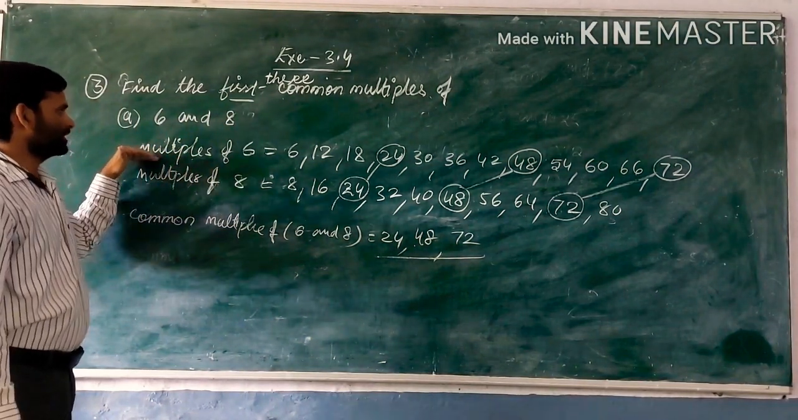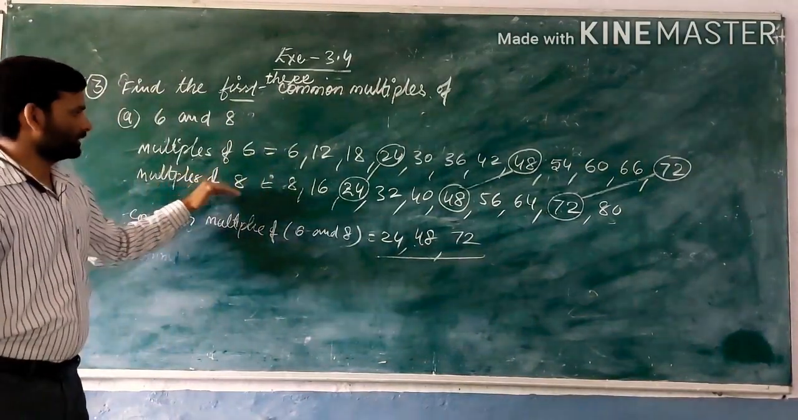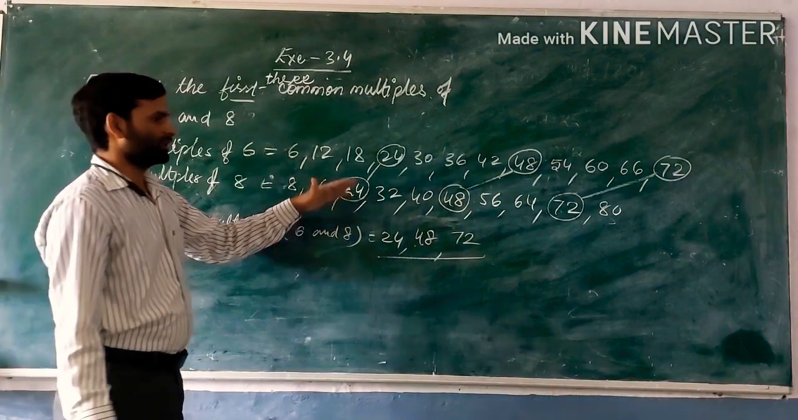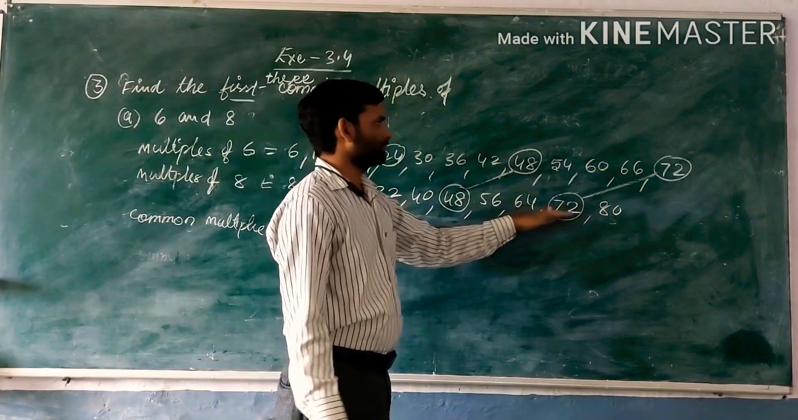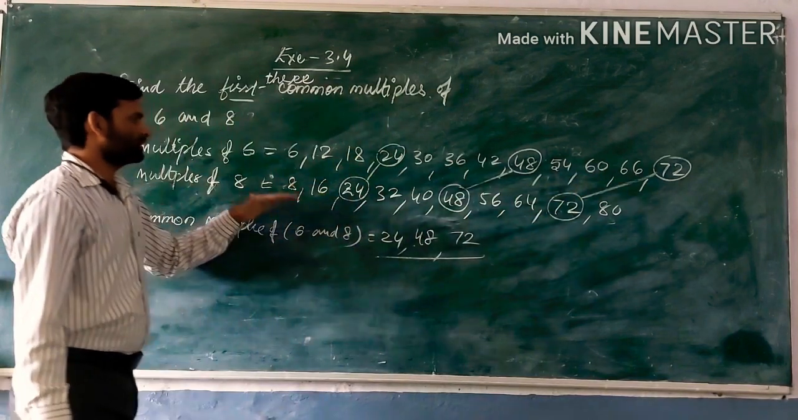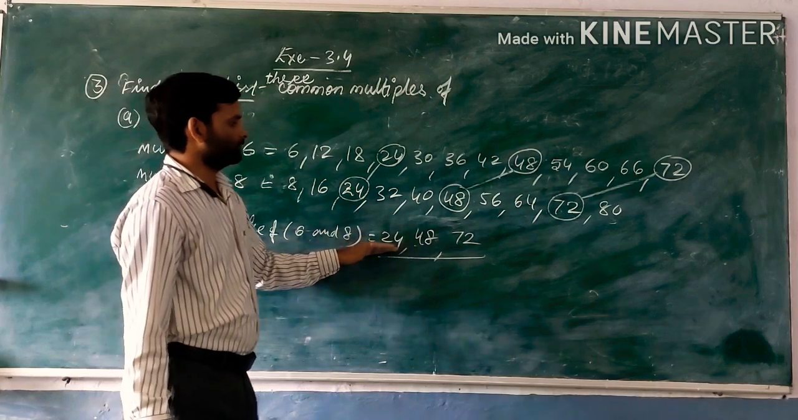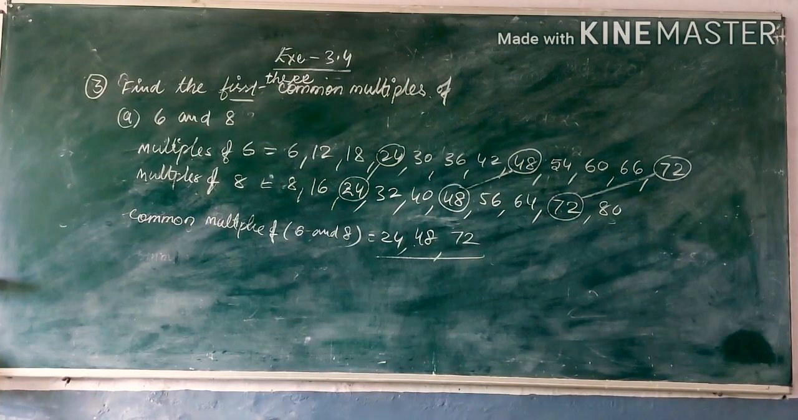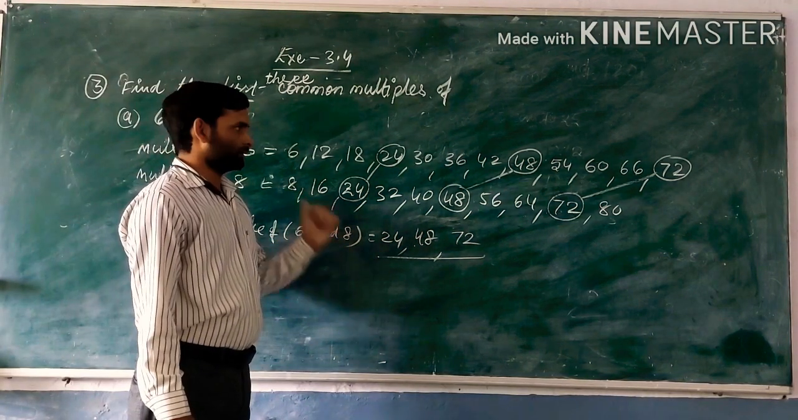First you write the multiples of 6, which is the table of 6, and the multiples of 8, which is the table of 8. Then you find which numbers are common, which numbers are the same. 24, 48 and 72 are the same, common numbers. It means the common multiples of 6 and 8 are 24, 48 and 72.